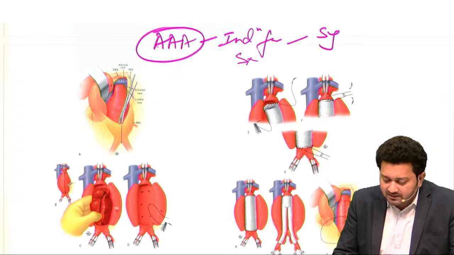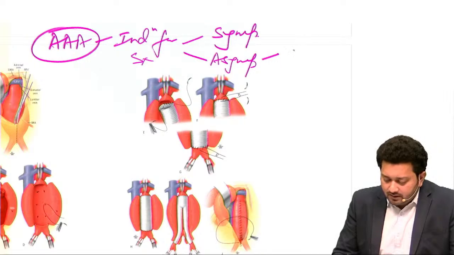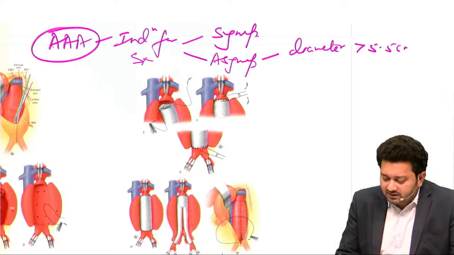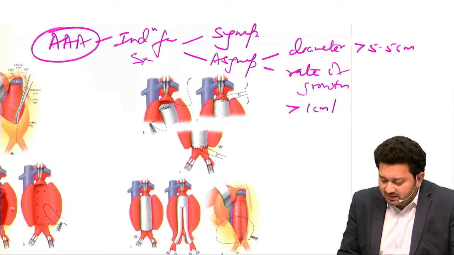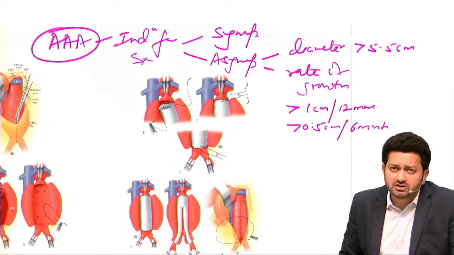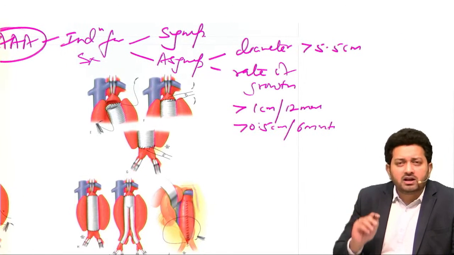Okay, either the patient is having symptoms, or in an asymptomatic patient, the diameter is more than 5.5 centimeters, or the rate of growth is more than 1 centimeter in 12 months, or more than 0.5 centimeter in 6 months. Okay, this is very important. Everybody should know this if you don't know by now. Okay, remember one point I am telling you.